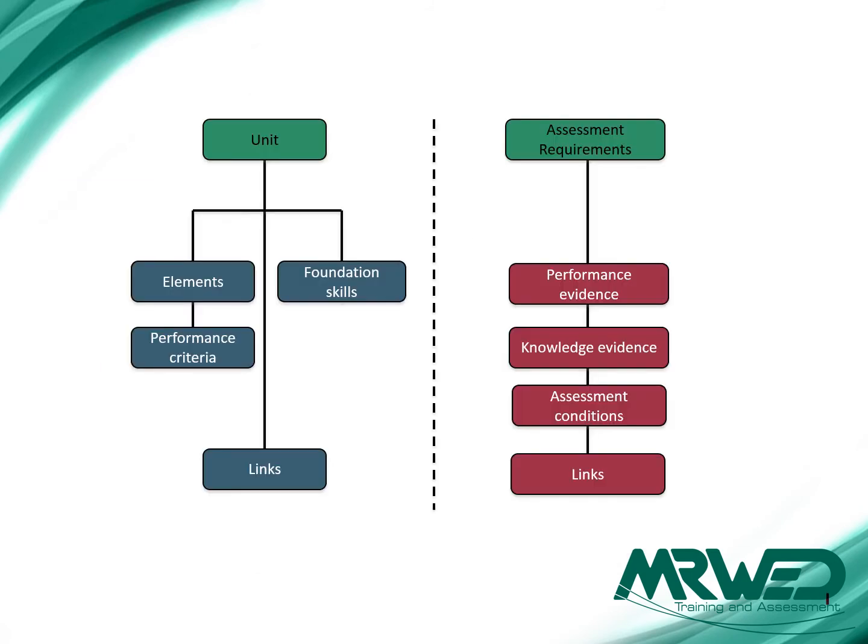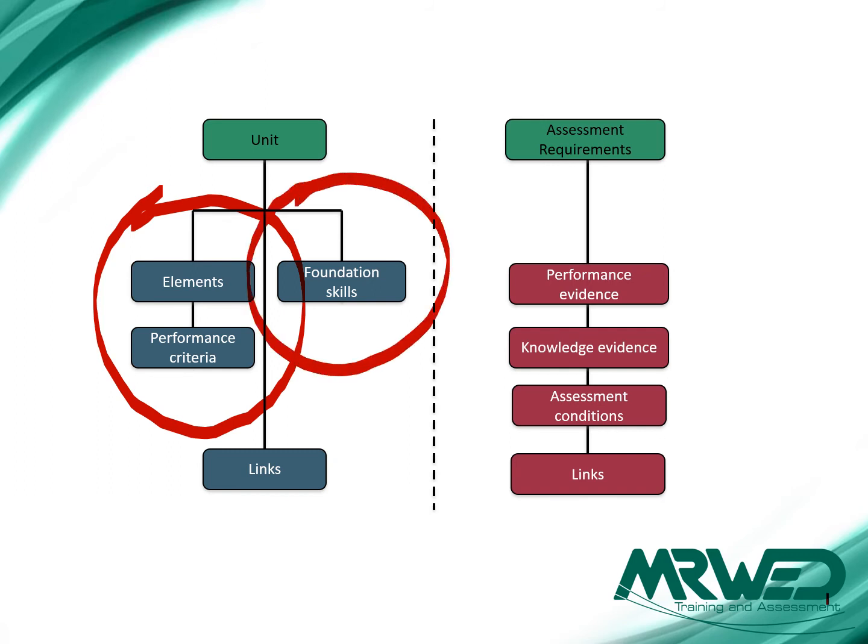So in summary, here are the key components from the unit of competency and the assessment requirements. We start off with the elements and performance criteria, and this gives us a picture of performance, what somebody needs to do as a result of the training to be competent. And the foundation skills lets us know what those same people have to do to be functional in the workplace. At the bottom of the page, we have the links, and this gives us information for the implementation guide, which lets us know how we should be applying those units of competency.